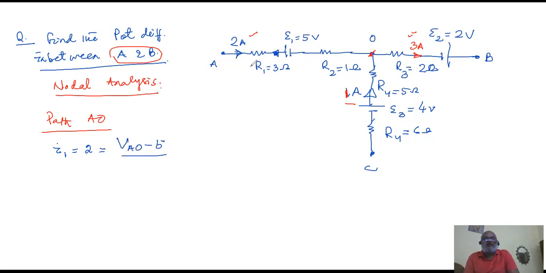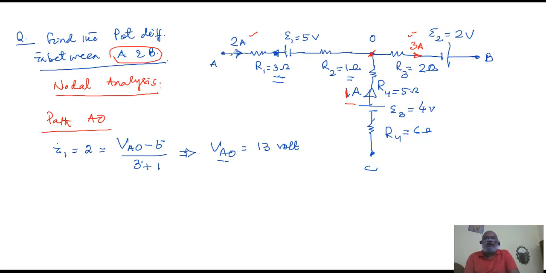By the resistance in the circuit will be equal to, in the path AO, there are 2 resistors. One is 3, other is 1. That is 3 plus 1, that is 4. So that gives, when you cross multiply, 4 into 2, 8. So VAO is equal to how much? That is 13 volt. Okay, we stop there.